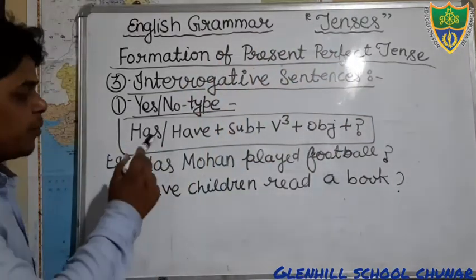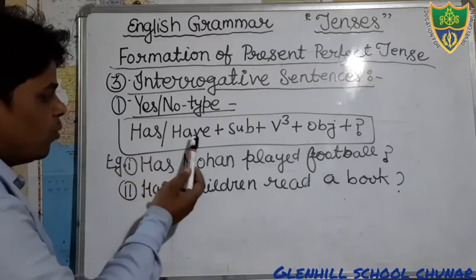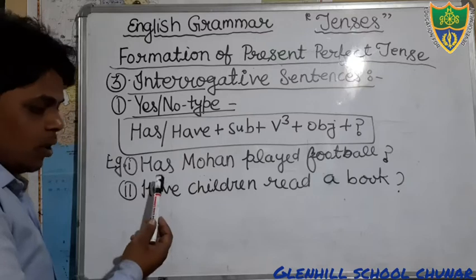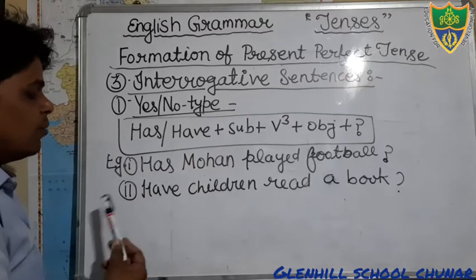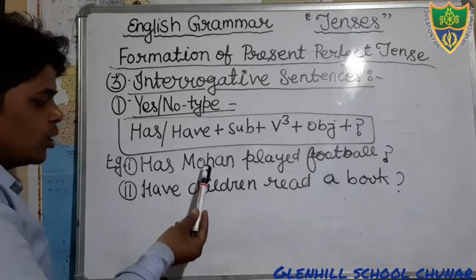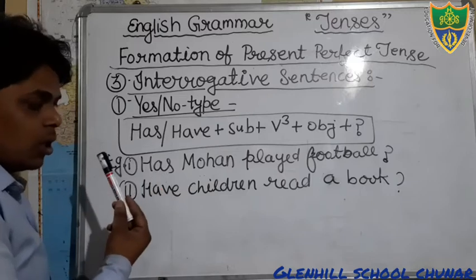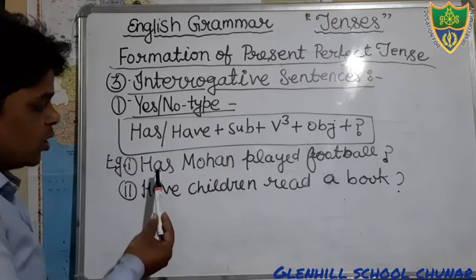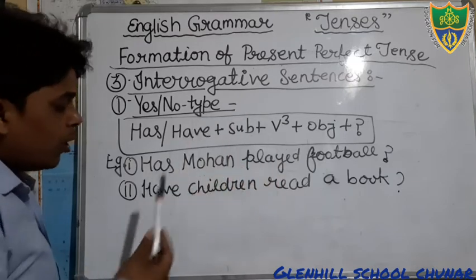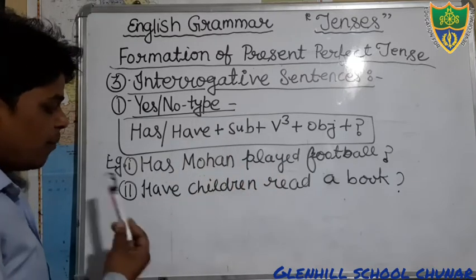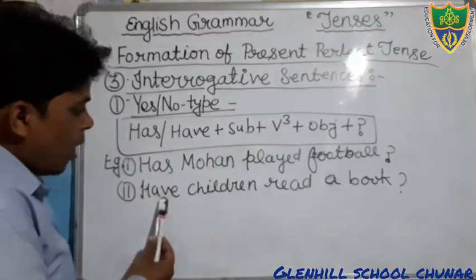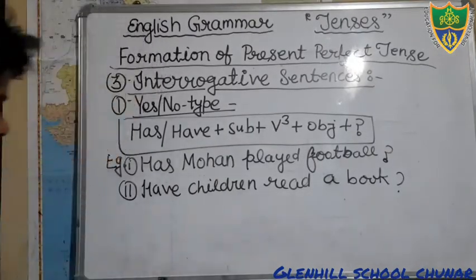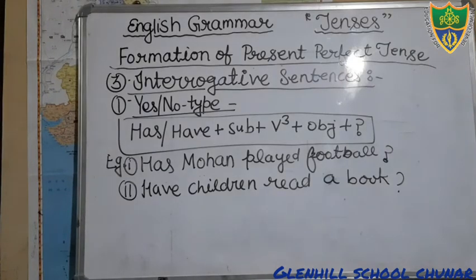So here in the present perfect tense we use two helping verbs, has and have, and that is the Yes/No type of sentence. Therefore we will put it at the beginning of the sentence. Here the subject is singular, therefore I have put the singular helping verb, that is has. So the sentence is has Mohan played football, and that is plural, therefore I have mentioned a plural subject. Have children read a book? Okay, so students, just write down in your notebook.